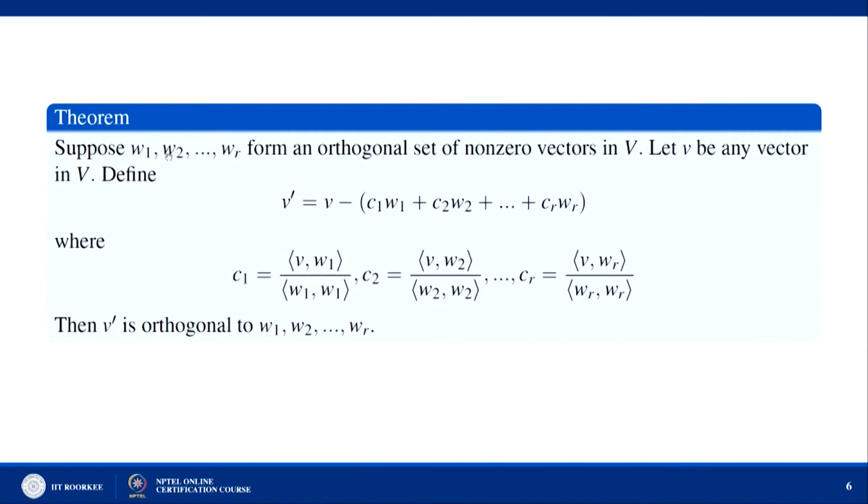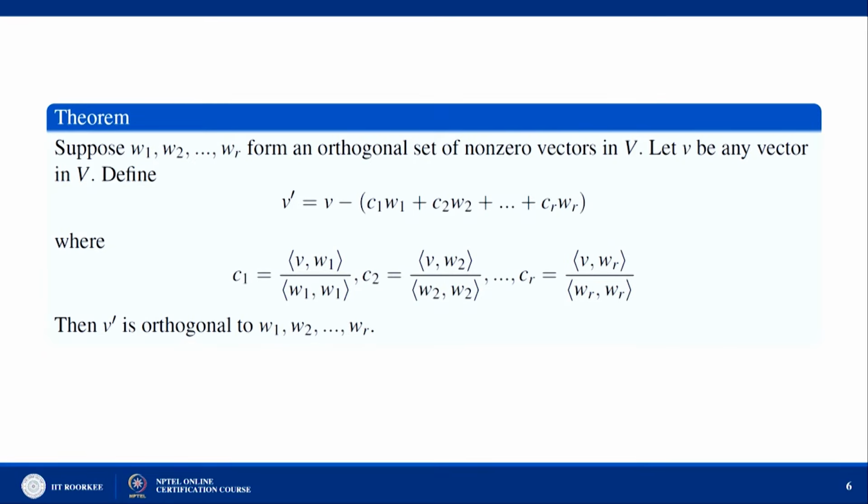Now the next result is: suppose w1, w2 up to wr form an orthogonal set of non-zero vectors in V. It's an orthogonal set again. If we take any vector v in V, and define v dash as this, where the ci are defined like this, the inner product of v with w1 upon norm of w1 squared, and similarly the other ci, then this v dash is always orthogonal to the wj. Again, it is easy to show.